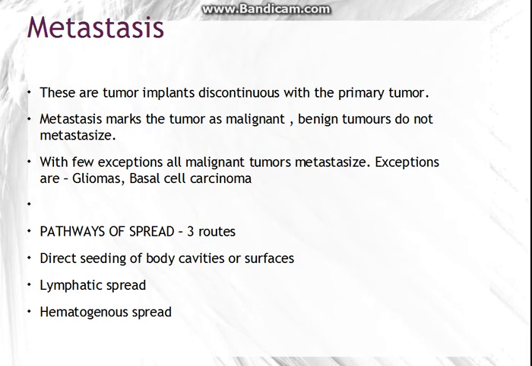And only malignant tumors metastasize, benign tumors do not metastasize. But there are a few exceptions, some malignant tumors do not metastasize. Examples are gliomas and basal cell carcinomas. The pathways of spread for the metastasis of cancer are three. There is direct seeding of the body cavities or surfaces, there is lymphatic spread, there is hematogenous spread.